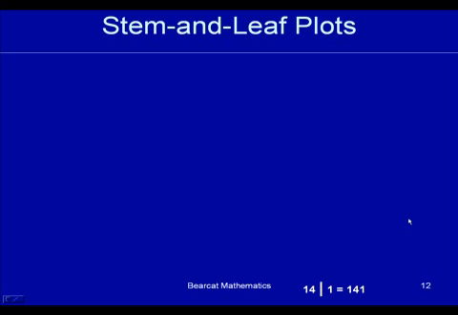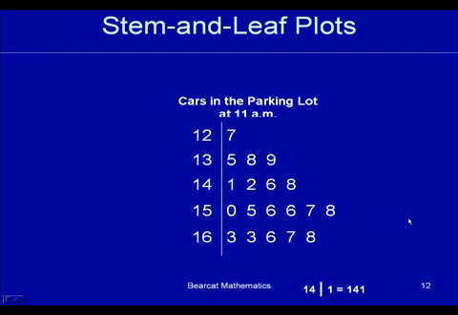All right, we're going to talk about stem and leaf plots. This is an example of a stem and leaf plot. This is giving us the cars in the parking lot at 11 a.m. So one day there were 127 cars, another day there were 135, another day there were 138. Down here you see that one day there were 157 cars, and so on. So each one of these data points on the right represents the number of cars in the parking lot.